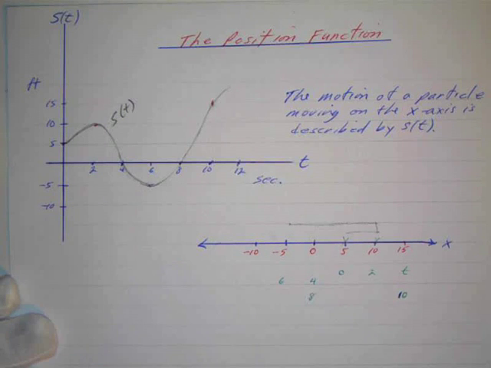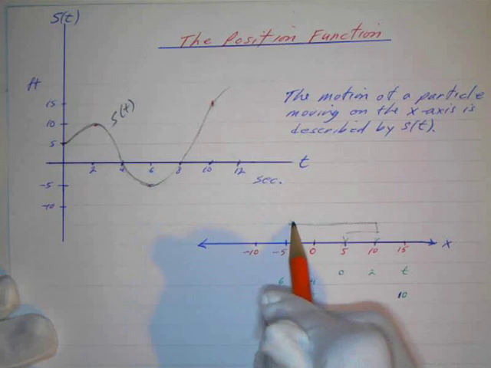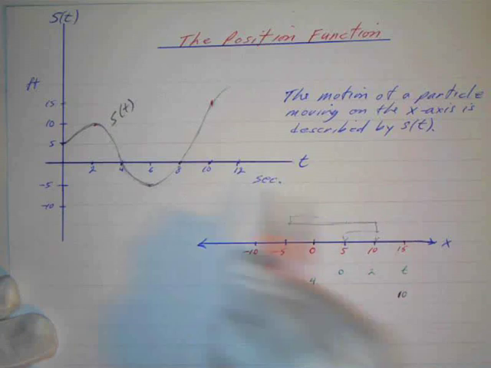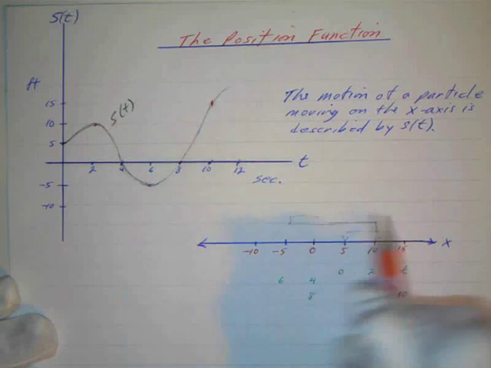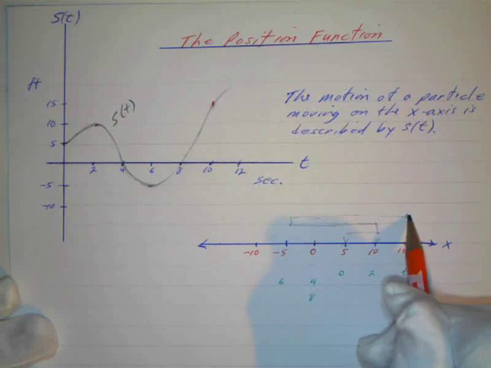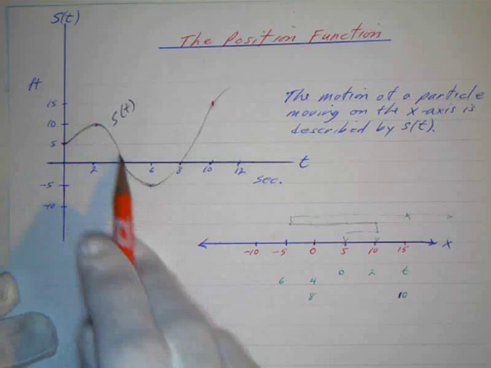Okay, and now I'm moving back towards 0. So this is -4, -3, -2, -1. Now I'm moving back towards 0. After 8 seconds, I'm back at 0. And then after another 2 seconds, I'm all the way up to 15. And then I just keep going. So this is how the position function describes the motion.